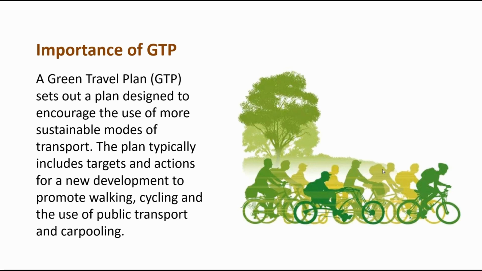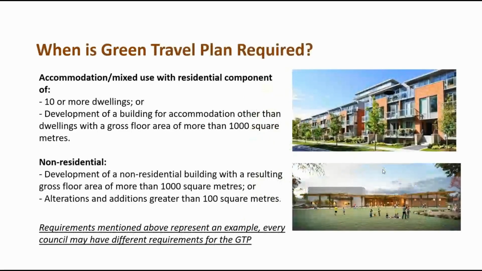Going further, when is a green travel plan required? Generally, there are different requirements, depending on the type of council. I'll show an example here, which is accommodation mixed use with residential component of 10 or more dwellings, or development of a building for accommodation other than dwellings with a gross floor area of more than 1,000 square meters. Then for non-residential purposes, development of a non-residential building with resulting gross floor area of more than 100 square meters, or alterations and additions greater than 100 square meters.